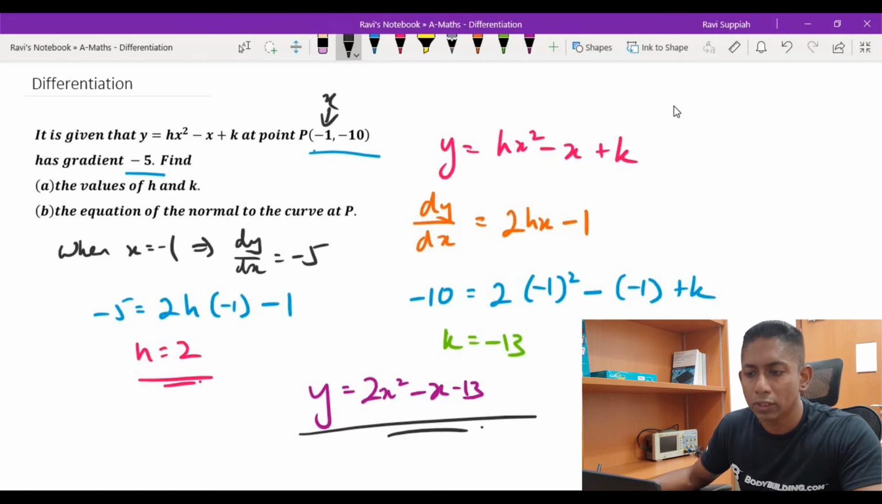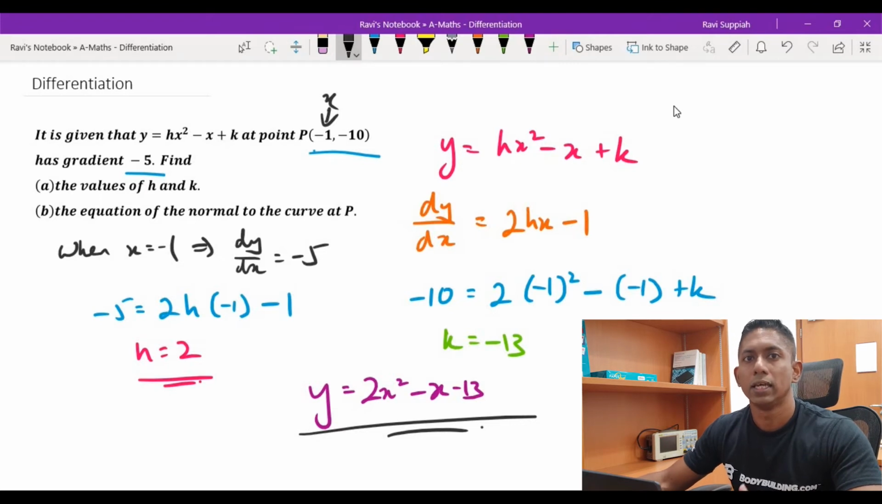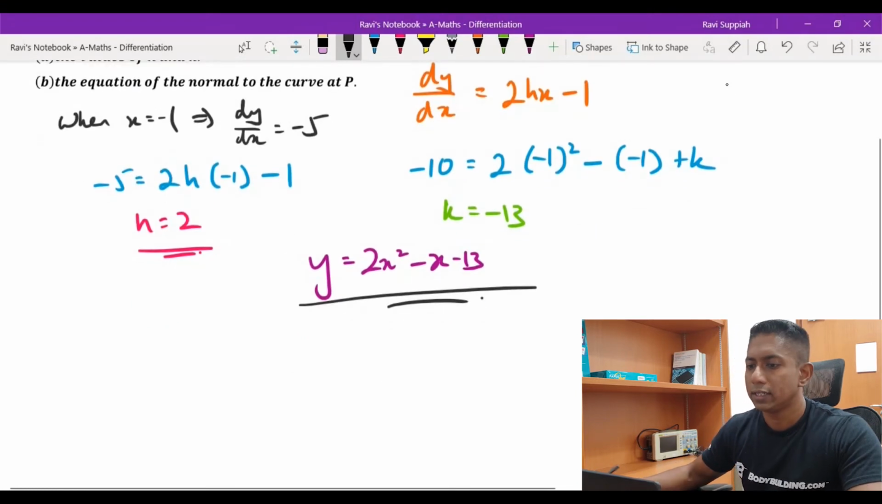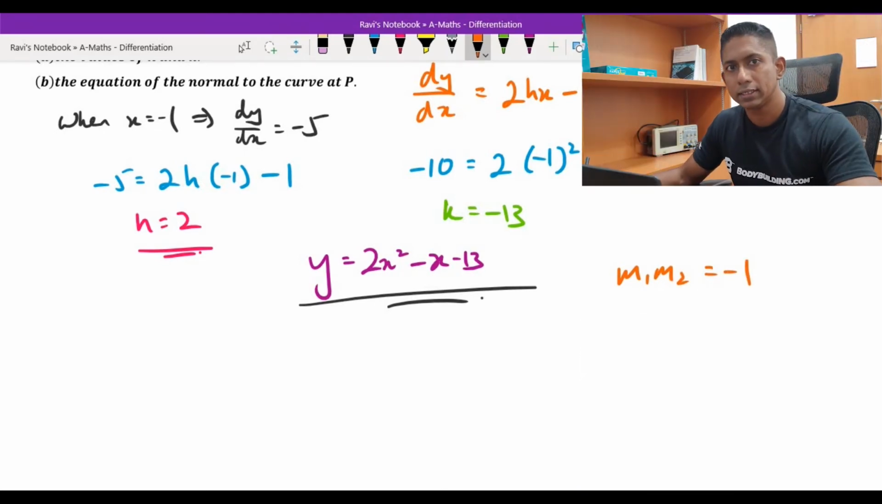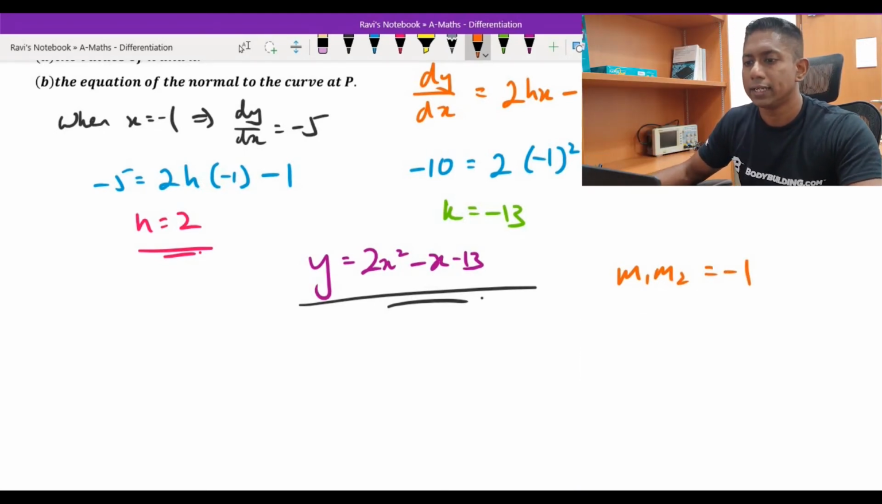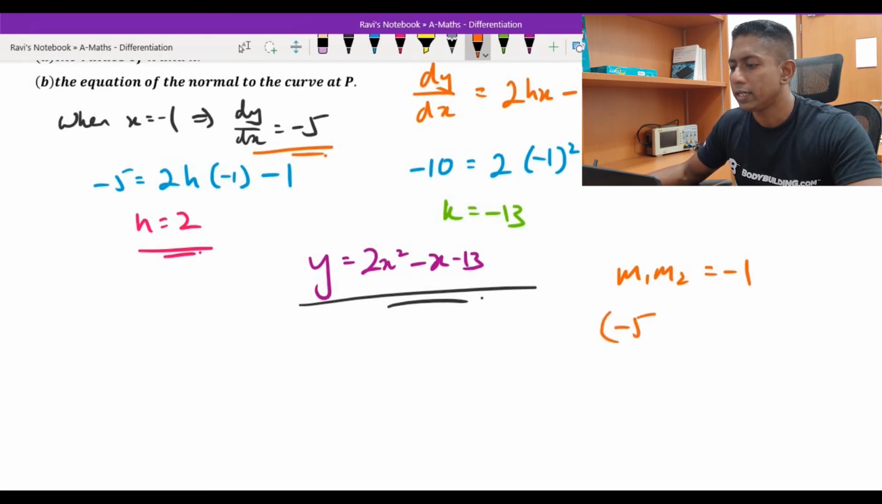Now, the next part, the equation of the normal to the curve at P. So what is the normal? The normal is the line that is perpendicular to the tangent line. When we have two lines that form a 90-degree angle, the multiplication of the two gradients equals -1. So the rule is m1 multiplied by m2 equals -1. The gradient of the current tangent line is given as -5. So -5 times m2 equals -1, which means m2 equals 1/5.